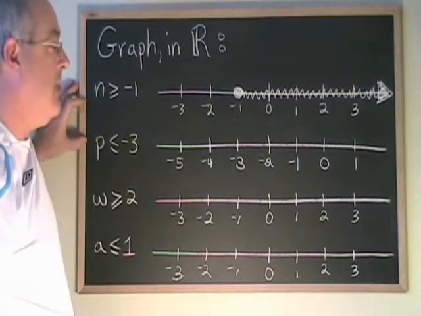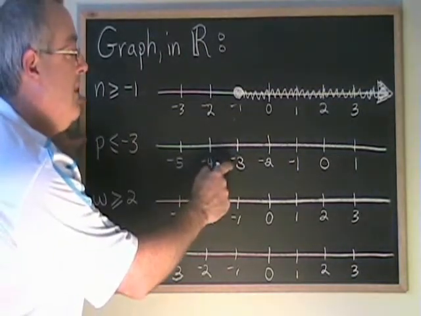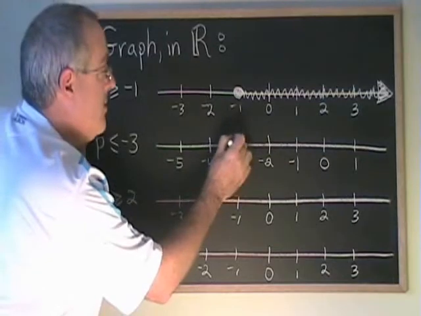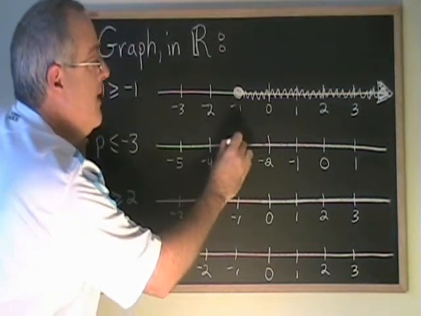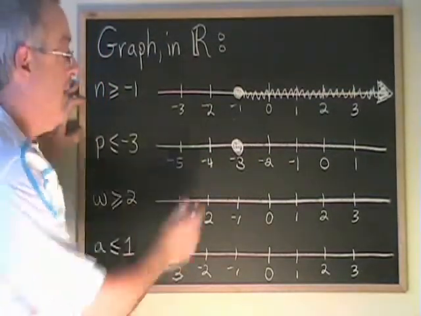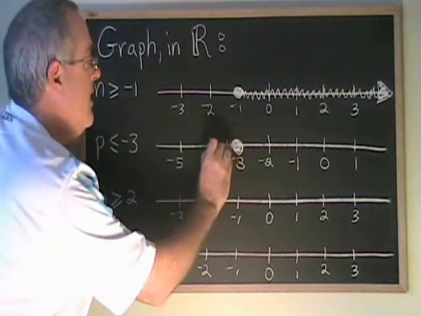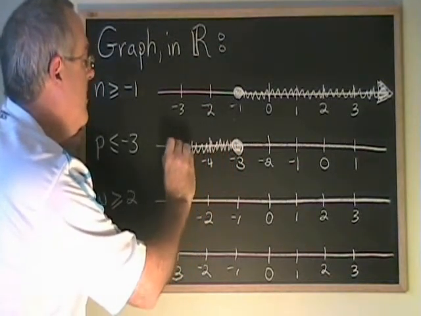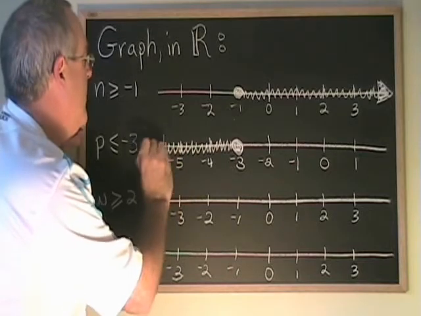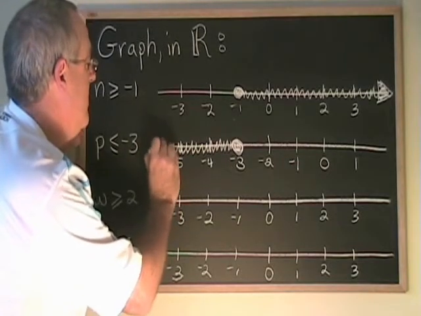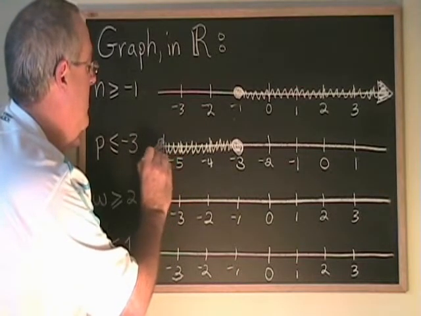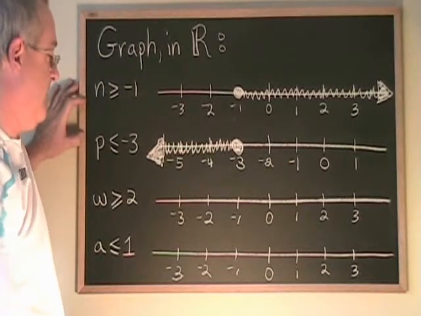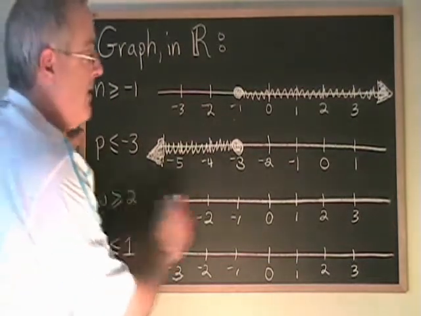p less than or equal to -3. -3 is equal to -3, so it's part of the answer. I put a dot. All of the numbers less than -3 are over here, so using shading, I show that they are part of the answer, and I put an arrow showing that it goes on and on forever in the negative direction.